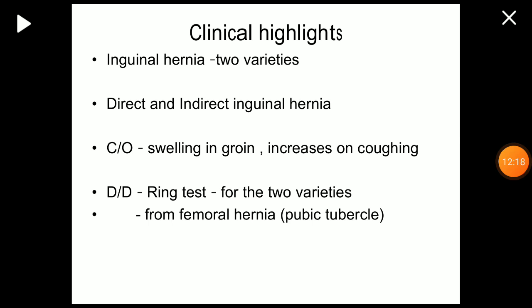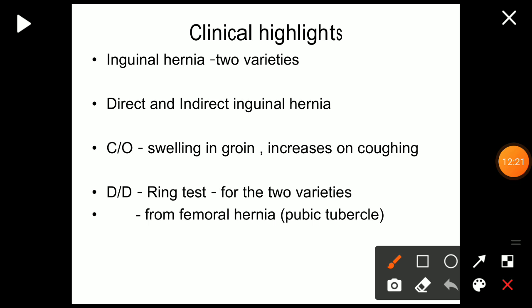Now we'll see what are the types of inguinal hernia. There are two varieties mainly: direct inguinal hernia and indirect inguinal hernia. When the contents of hernia enter the inguinal canal by passing through deep inguinal ring, it is called as indirect inguinal hernia. When the contents of hernia enter the inguinal canal through the posterior wall, the hernia is said to be direct hernia. Again, there are two different types of direct hernia.